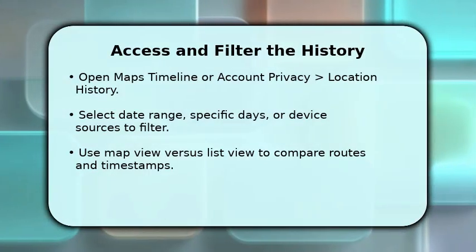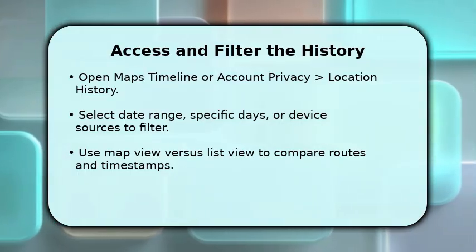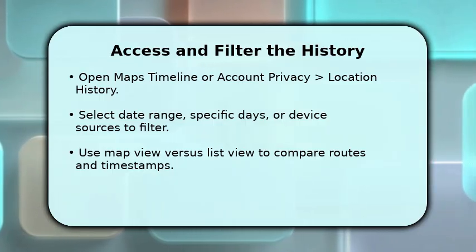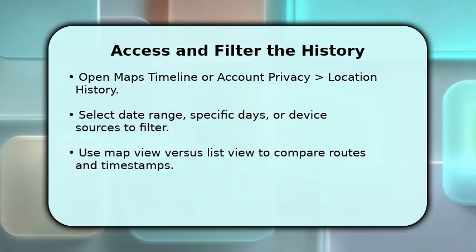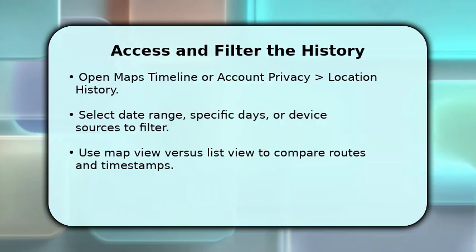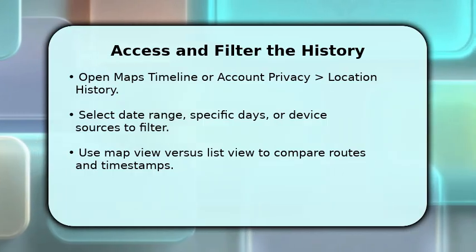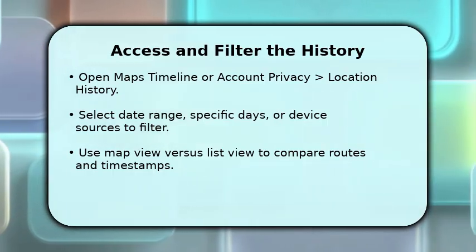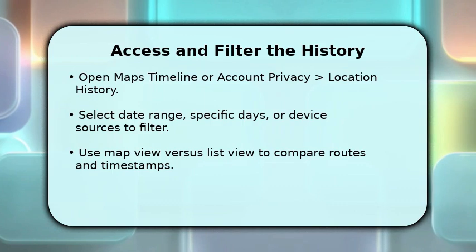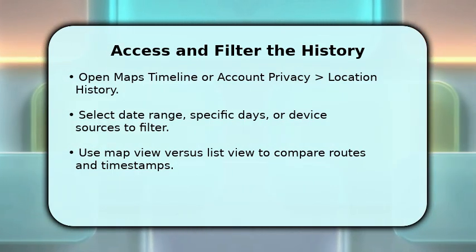Next, open Maps Timeline or the account's location history page to pull up entries. Use the calendar tool to pick a specific date range or single day and switch devices if you sync multiple phones or watches. Apply filters for Wi-Fi, GPS, or cell-based entries to understand accuracy differences. GPS is usually most precise. Once filtered, examine path segments and tap points for timestamps and place labels. This shows how the service reconstructed travel from recorded coordinates.